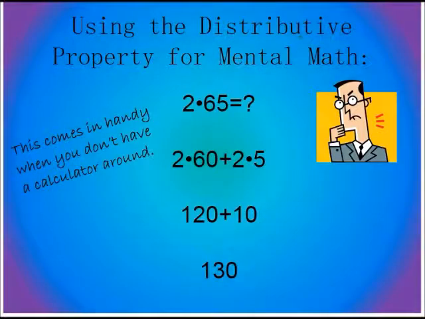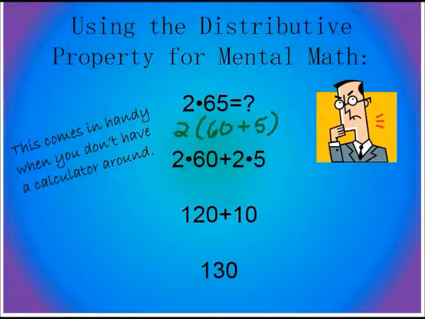Using the distributive property for mental math is very useful when you don't have a calculator around. So you can expand 65 to say 2 times 60 plus 5. And so instead of doing 2 times 65 in your head, you're going to do 2 times 60. Here we've distributed this, plus 2 times 5.